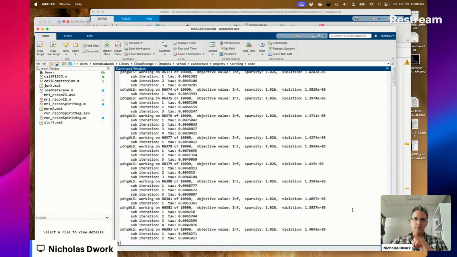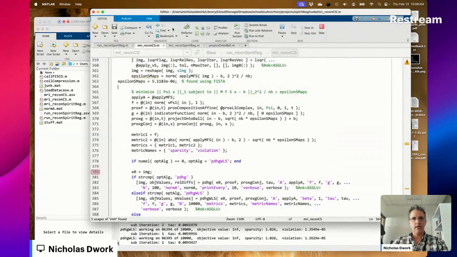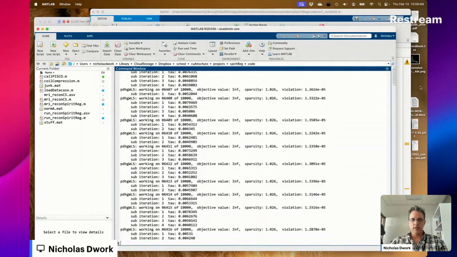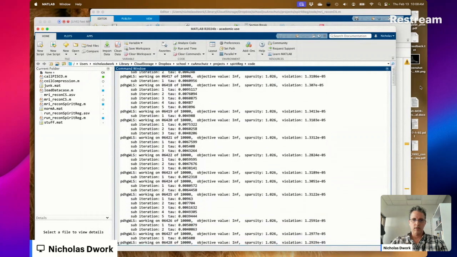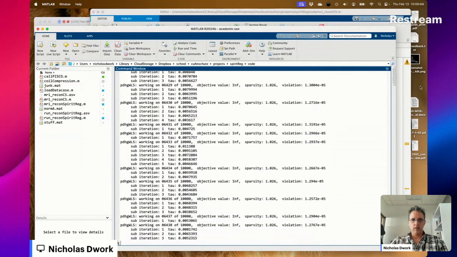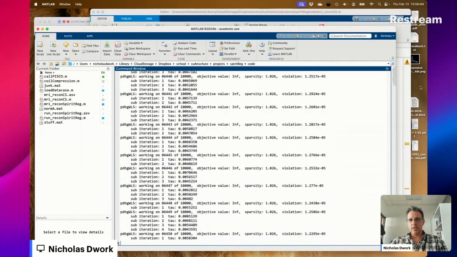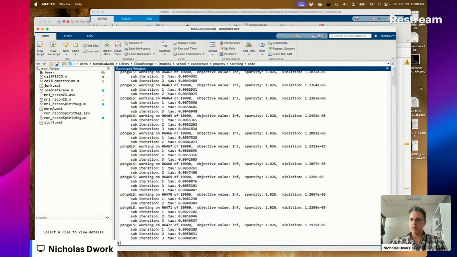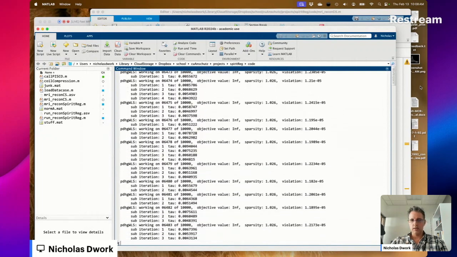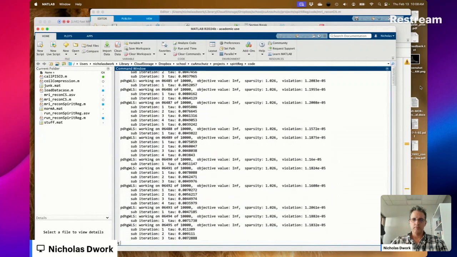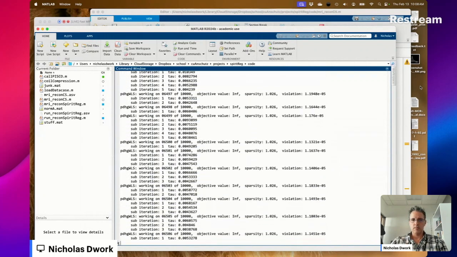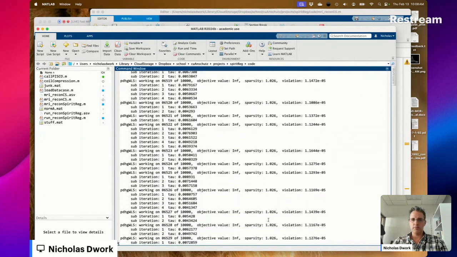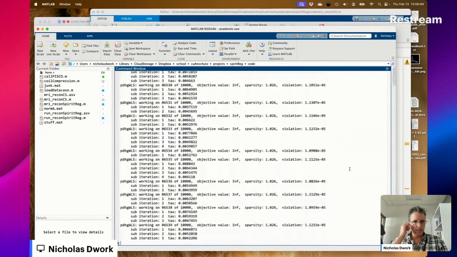I don't know that I implemented preconditioning correctly. I'll have to check at some point. The sparsity is still at 1.026. So the constraint violation is changing, but the sparsity is really not. These two things represent different parts of the objective function.